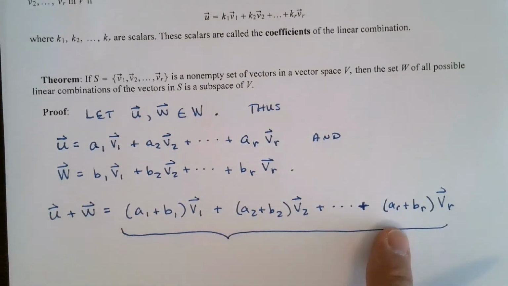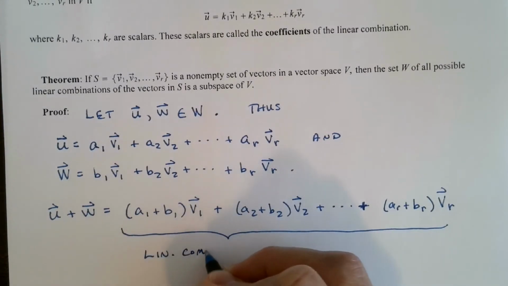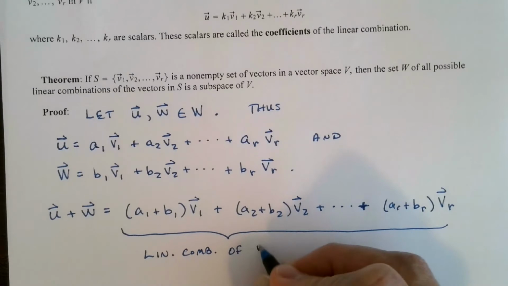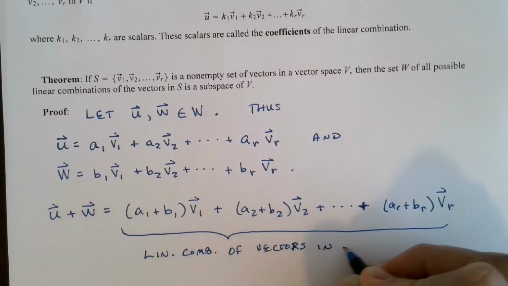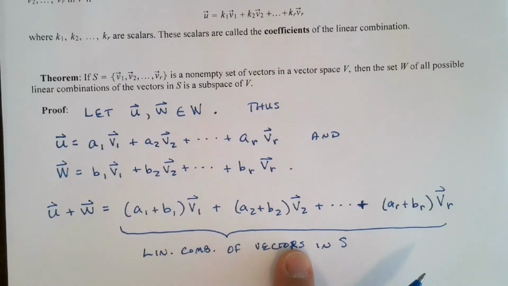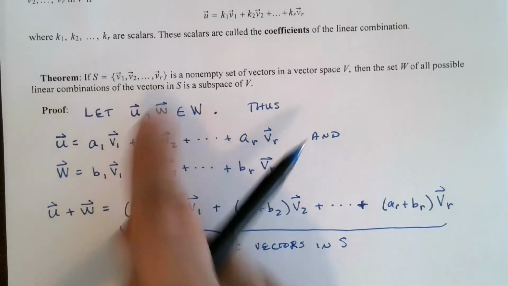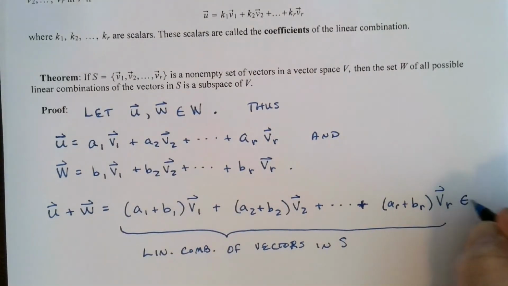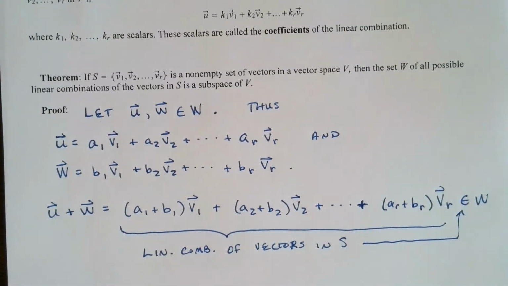This is a linear combination, right? A linear combination of the vectors in the set S. W is the set of all possible linear combinations of the vectors in S. So this must be in W, right? So this is the support.